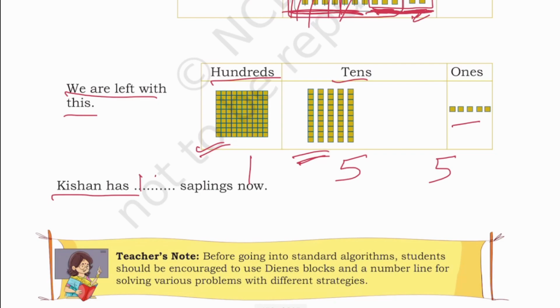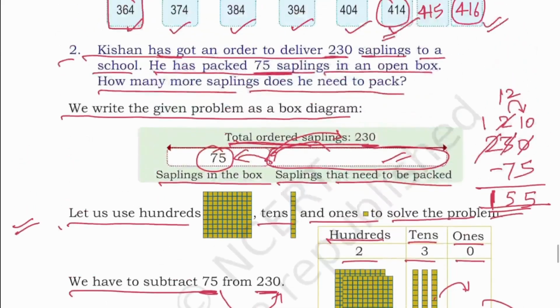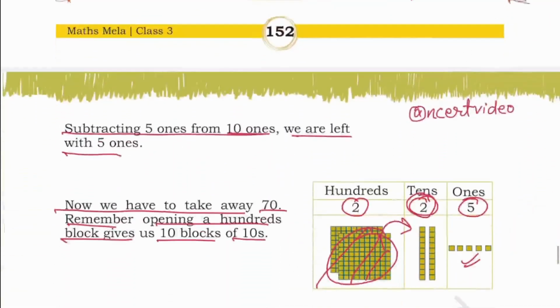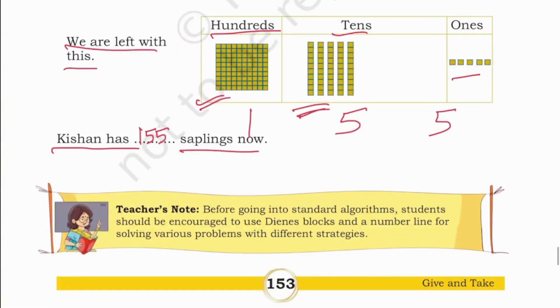Kisan has 155 saplings now. That is, after packing 75 saplings in one box, Kisan is left with 155 saplings. If we add 75 to 155, it will give you 230. You can add and check: 5 and 5 is 10, so 0 is written here and 1 is given to the tens place. 5 and 1 is 6, 6 and 7 is 13, and 1 should be written above the hundreds place. 1 and 1 is 2, that is 230.